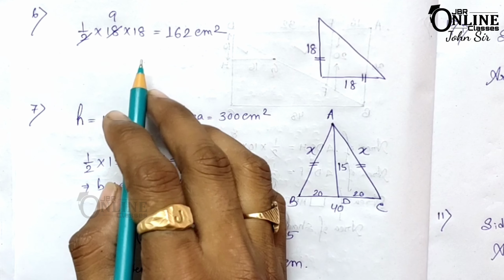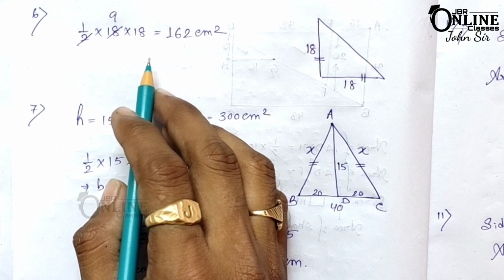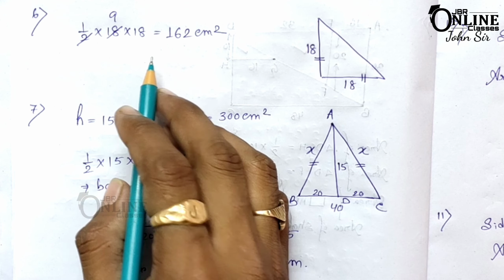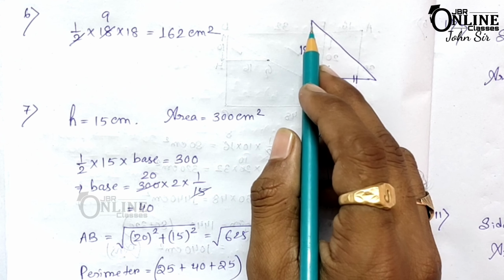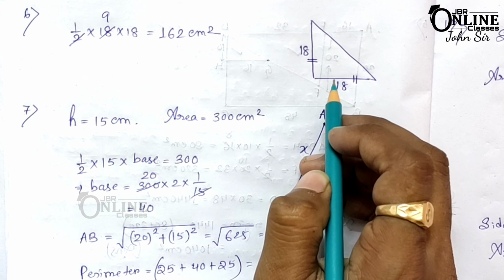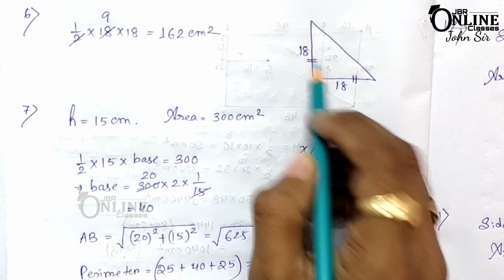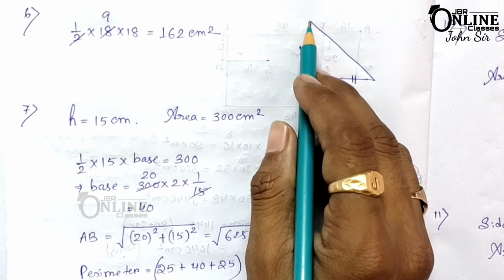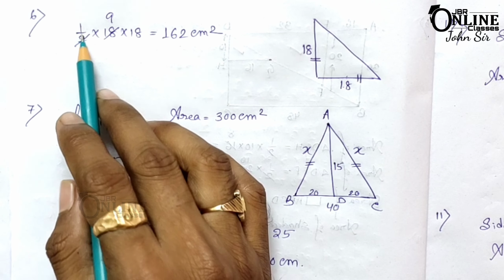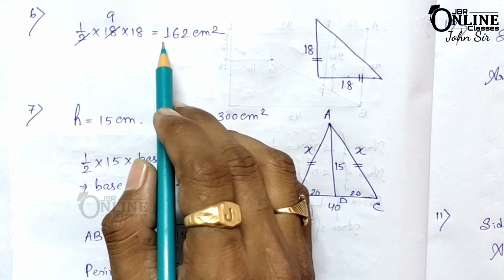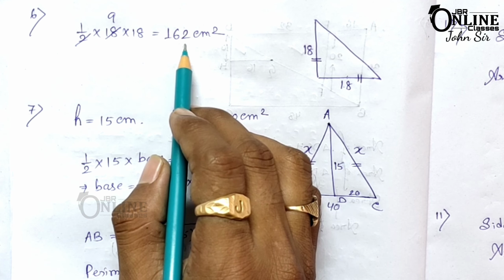Sum number 6. Find the area of an isosceles right angle triangle if one of its sides is 18. So if this one equals 18, and as it is an isosceles triangle, that means these two sides will be equal. So if this one is 18, this one is also 18. So you can apply the formula half into base into height, and you will get the answer 162.